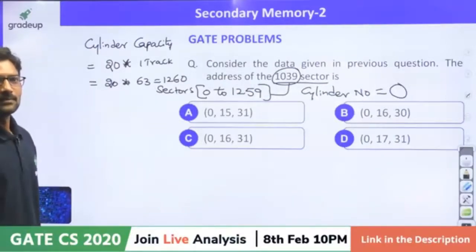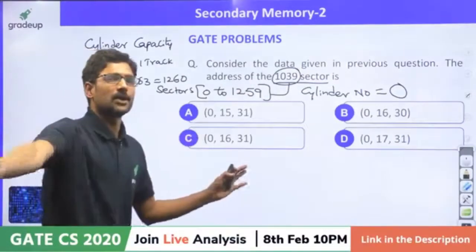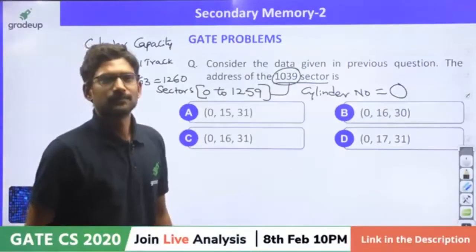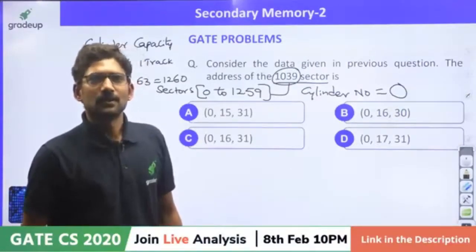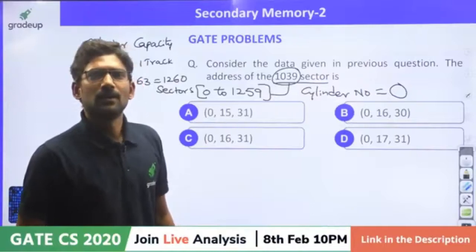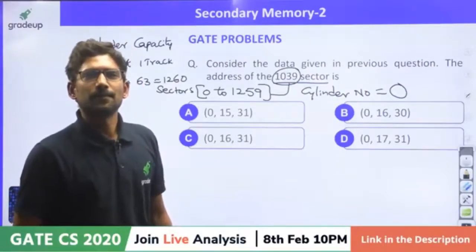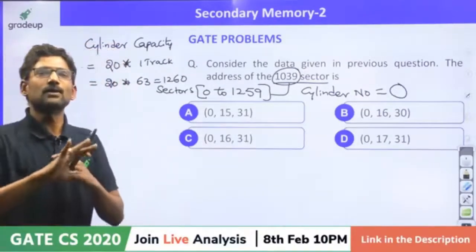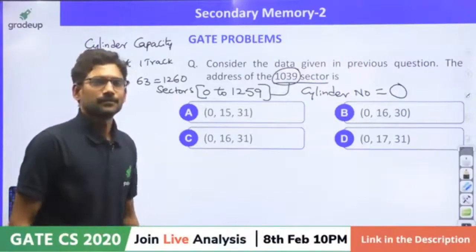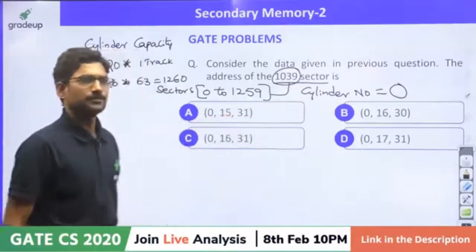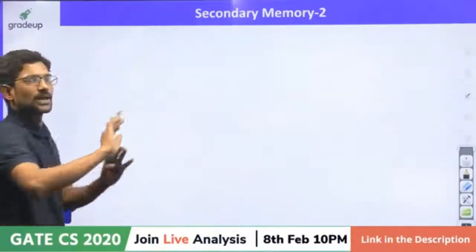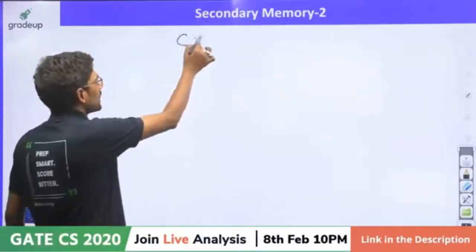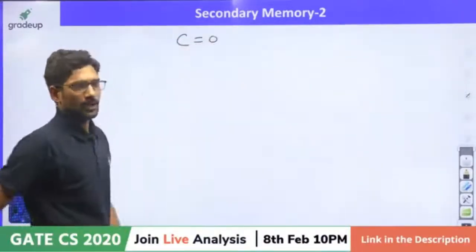Okay? Just assume you are not given the options. There are no options. So the C value is 0. Now I want H.